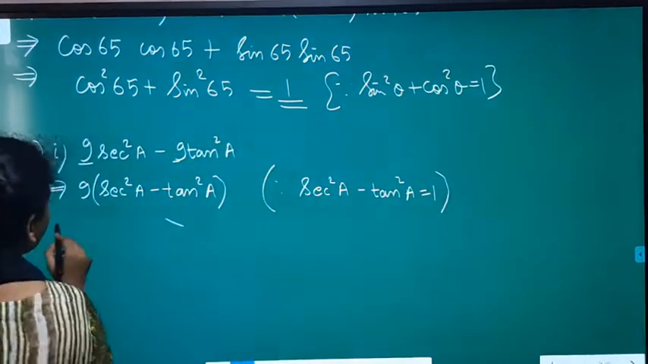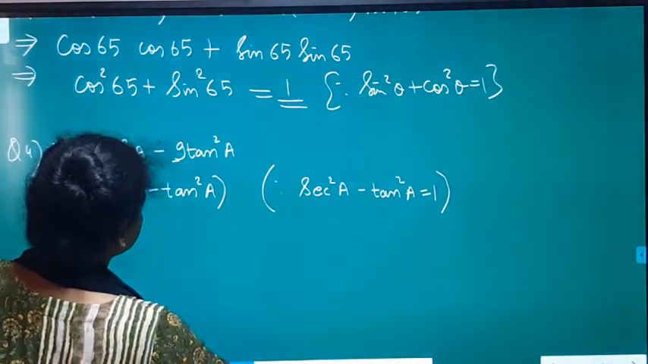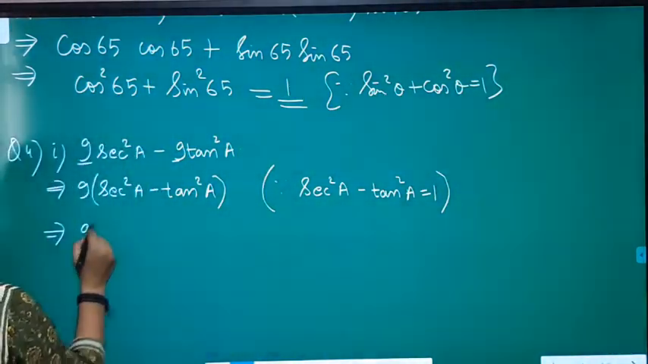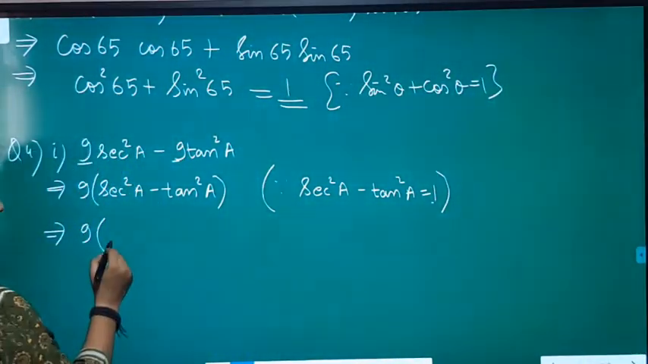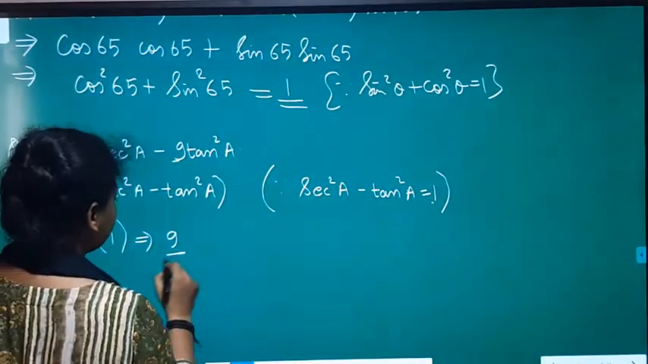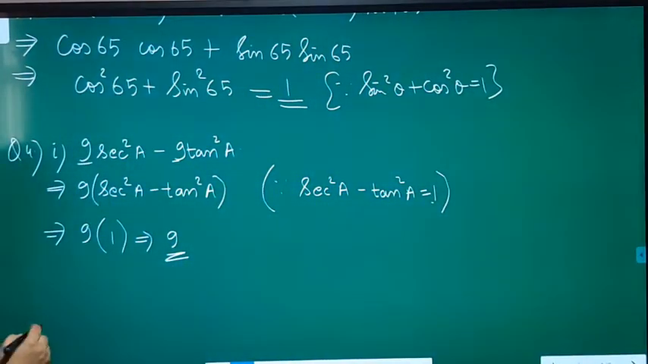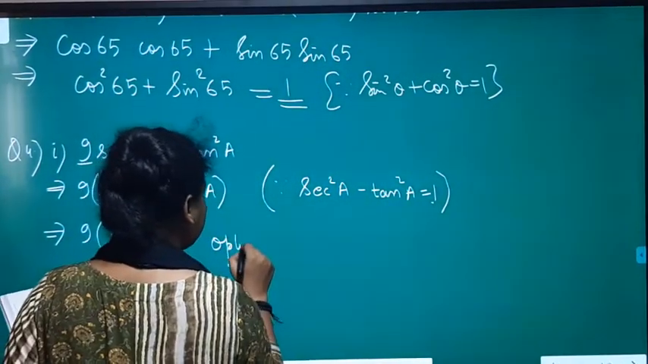So putting this value here, 9 into, in place of sec square a minus tan square a, we can write 1. So our answer will be 9, and this is option B. So option B is correct here.